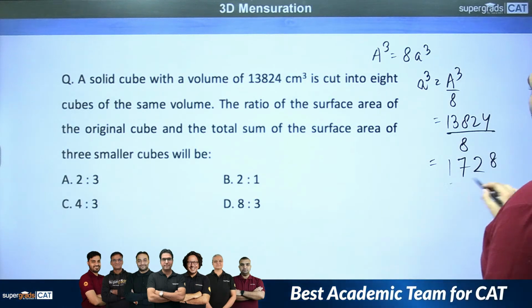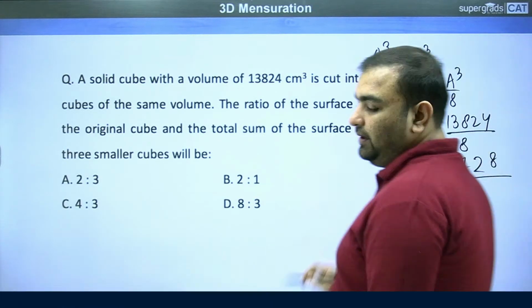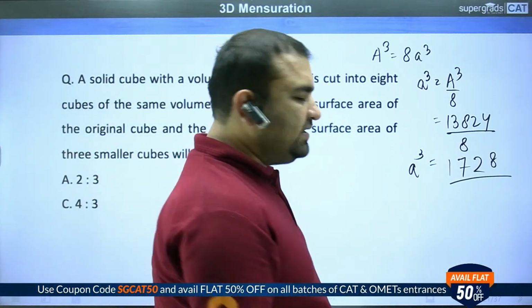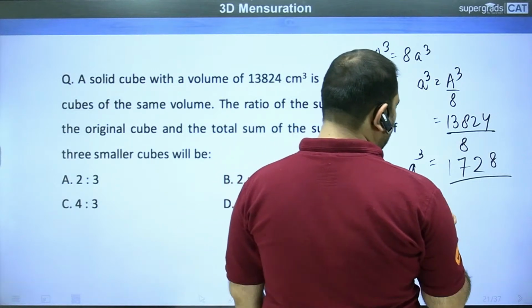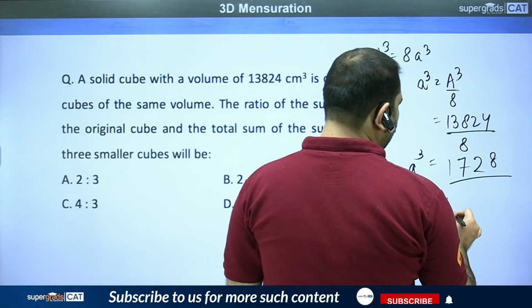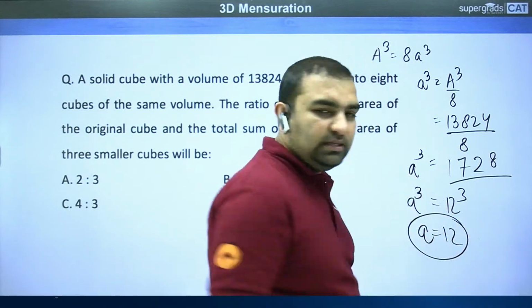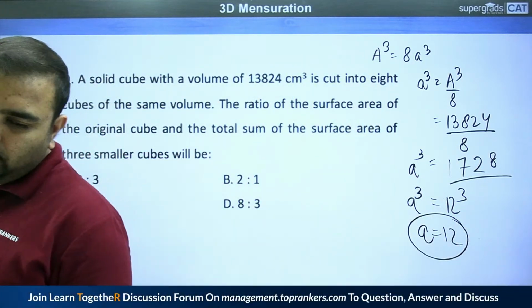ये एक परफेक्ट क्यूब नंबर है भाई, बढ़िया वाला. इट्स अ परफेक्ट क्यूब नंबर. इट्स अ गुड परफेक्ट क्यूब नंबर 1728. इट्स अ 12 का क्यूब.